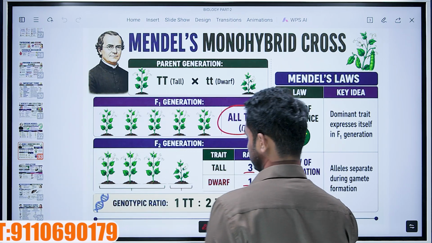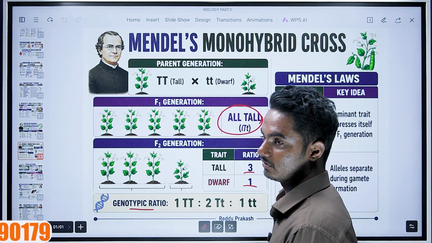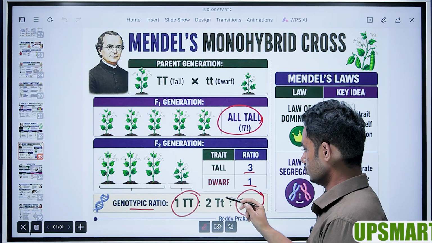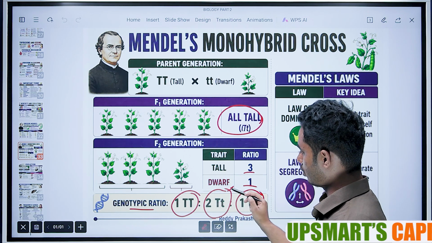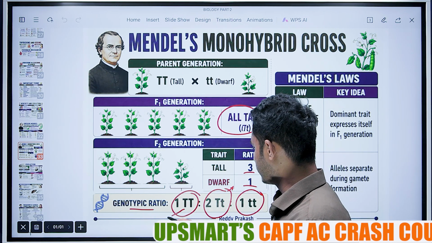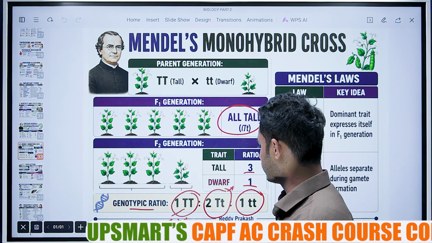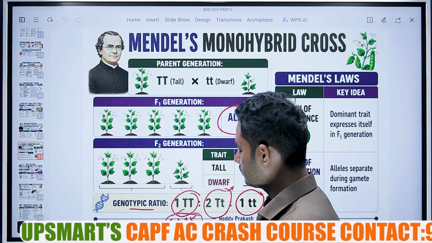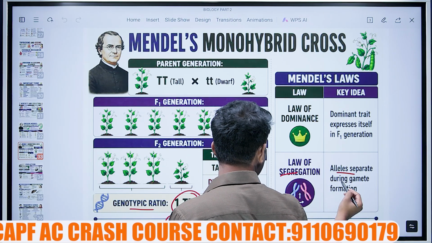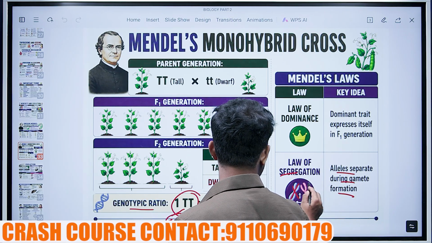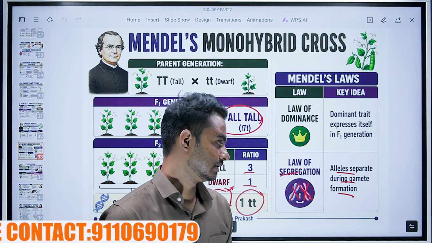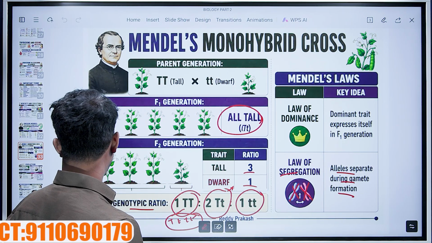And what is the genotypic ratio? Those are the gametes or alleles. 1 capital T, 1 small t. 2 will be a mixture. This will still be taller because of the law of dominance. And each one will be divided next into capital T, small t, capital T, small t, right? This is called the law of segregation. Alleles separate during gamete formation. The separation of alleles during gamete formation is called the law of segregation. Simple, easy. So let's move forward.